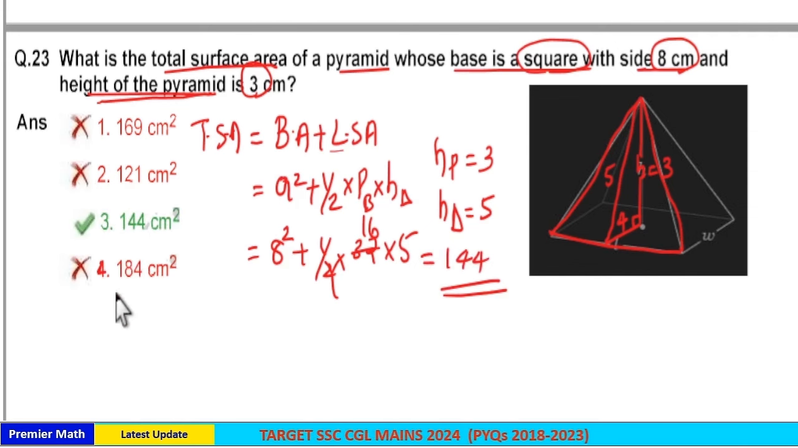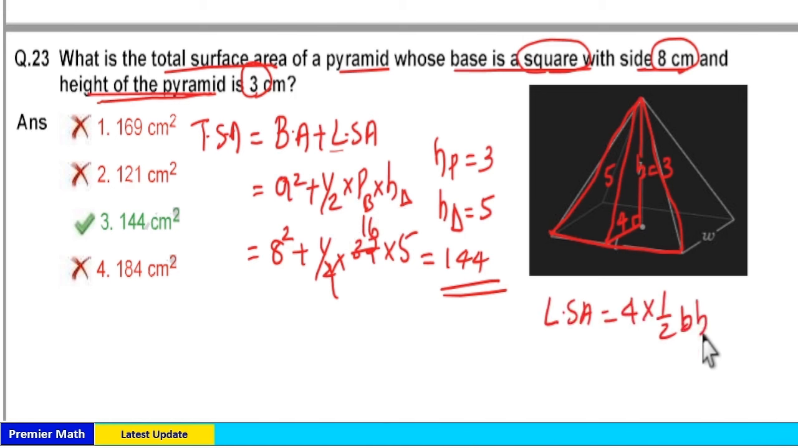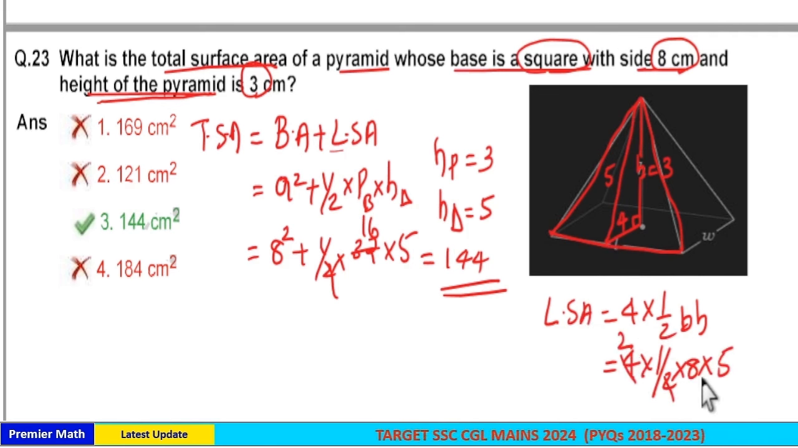Now if you don't know this formula, you can also find lateral surface area by 4 into half BH. Area of one triangle is equal to half BH. Then there are 4 such triangles. That is 4 into half into base, which is 8. Height of triangle is equal to 5. Now 2 goes 2 times in 4. 8 into 5, 40. 40 into 2 is equal to 80. So in this way you can also calculate lateral surface area.